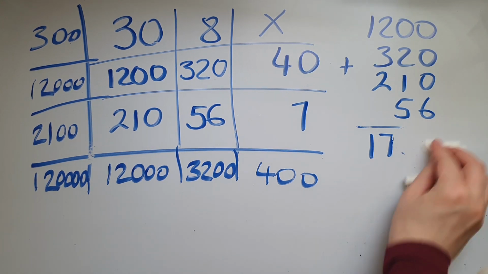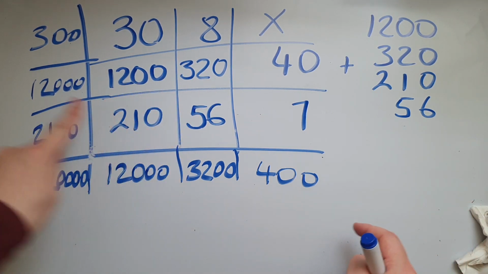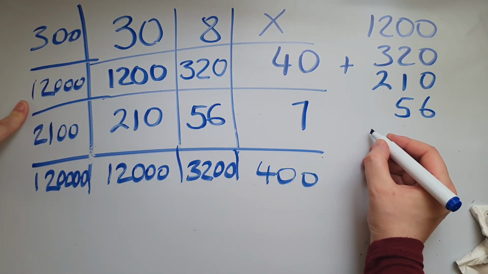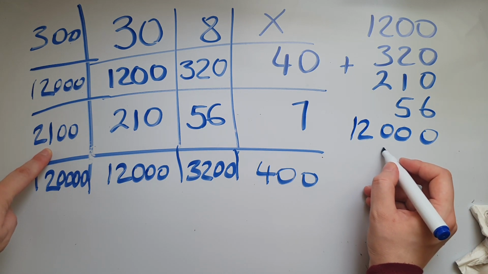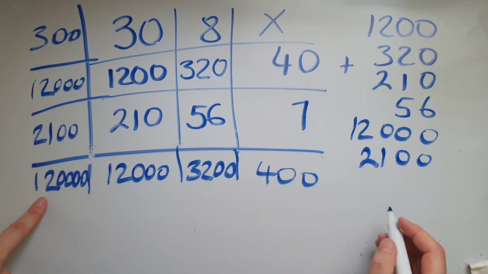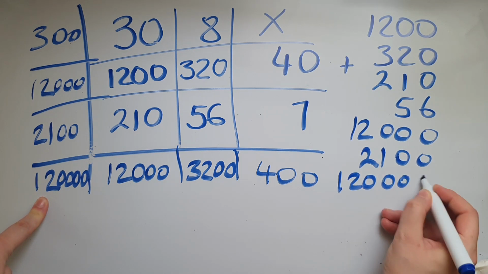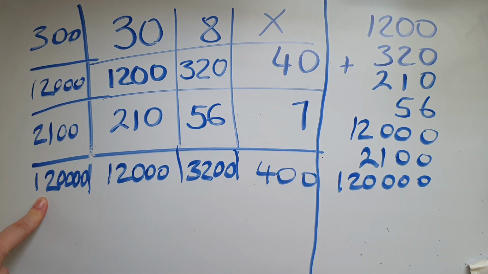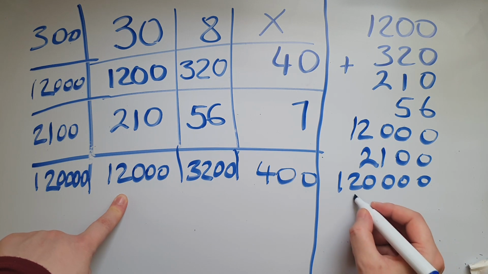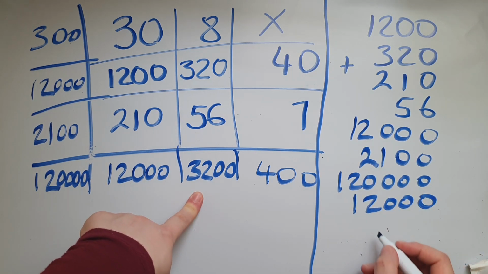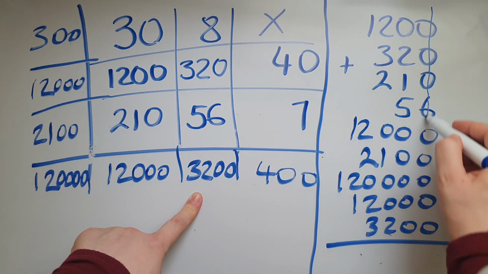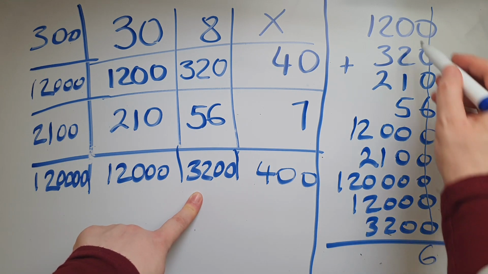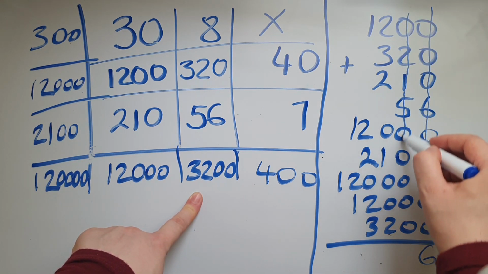Now what we need to do is add the rest of these numbers, because we had this 4. Let's put here the 12,000, 2,000 and 100 and 120,000, 12,000, 3,200. So there we have 6. 2 and 1 is 3 and 5 is 8.